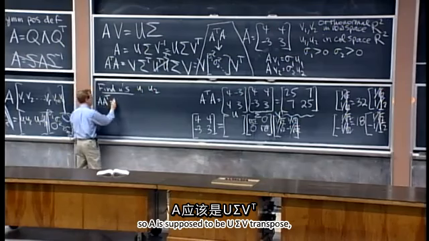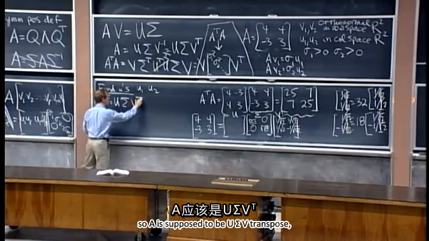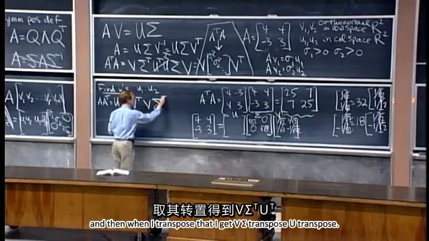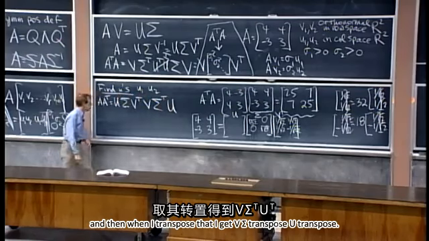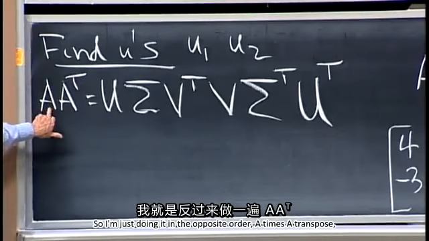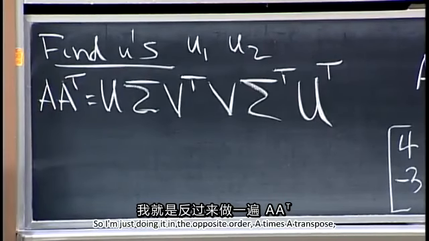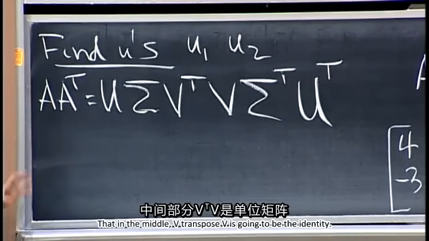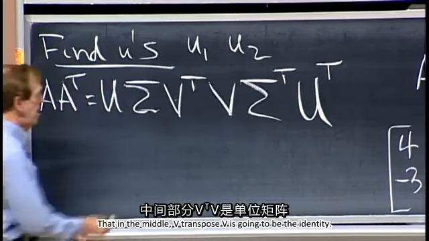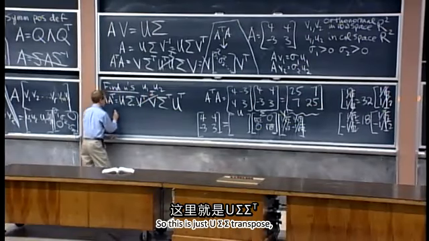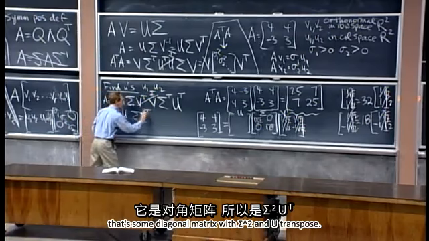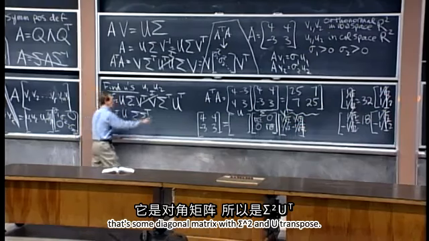So A is supposed to be U sigma V transpose. And then when I transpose that, I get V sigma transpose U transpose. So I'm just doing it in the opposite order, A times A transpose. And what's the good part here? That in the middle, V transpose V is going to be the identity. So this is just U sigma sigma transpose, that's some diagonal matrix with sigma squareds, and U transpose.